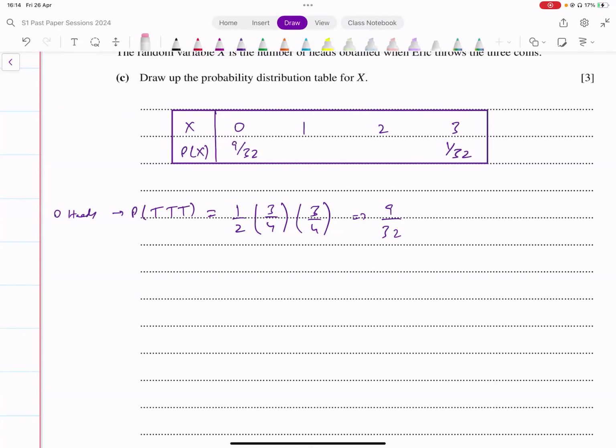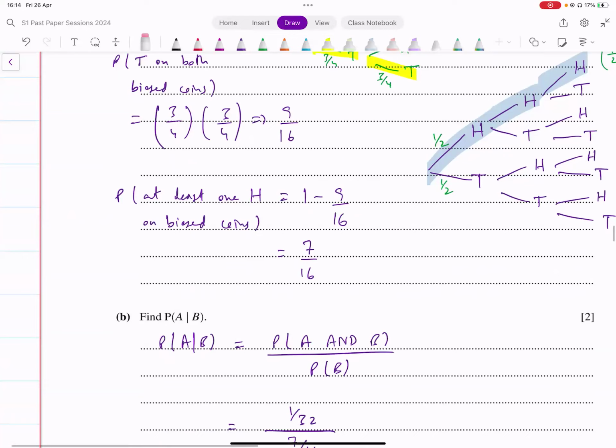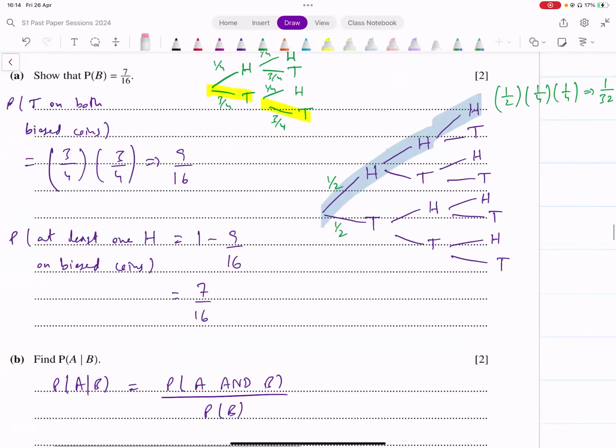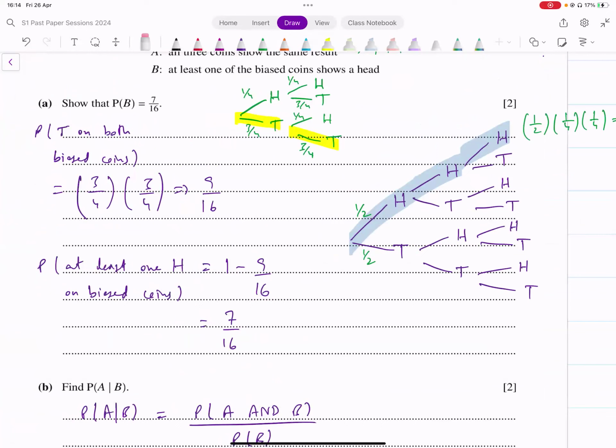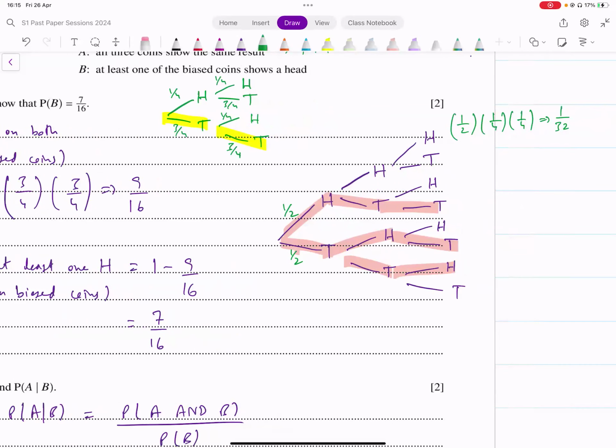Now, what about the other 2 cases? Let's find one of them, and then we can find the rest by subtracting the remaining numbers from 1. So what's the probability of getting 1 head? Okay, when can we get 1 head? What are the possible cases for that? Exactly 1 head. You could have head, tail, tail. You could have tail, head, tail, or you could have tail, tail, head. These are the 3 cases that you've got, right?